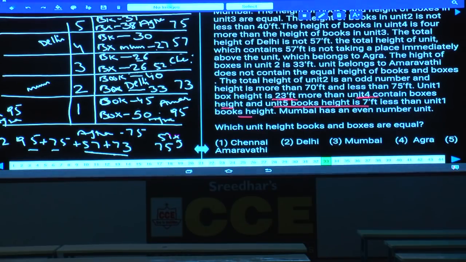Then Mumbai has an even number unit. As Mumbai has an even number unit. What is the even number unit here? Even number unit, and this is 4. 2 and 4. Now 2 is Delhi, Mumbai is unit 4. Now this is about question numbers 33 to 37.